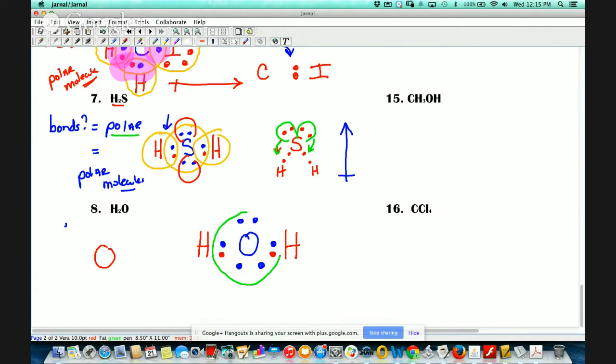This oxygen by sharing feels like it has 8. It was 2-6, but by sharing 2 electrons, it becomes 2-8, like a noble gas. It fills everything, and that's the driving force. Now, we're not transferring here. We're sharing. Ionic compounds transfer because the difference in electronegativity is great.